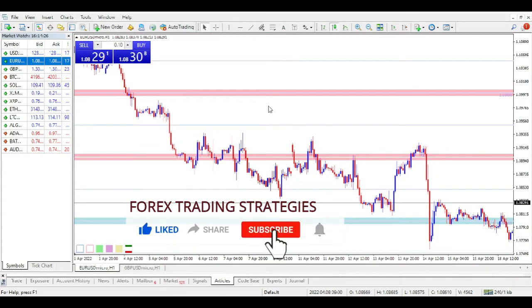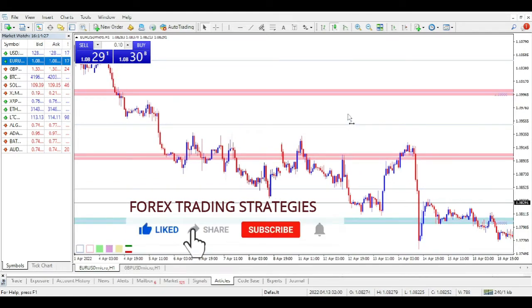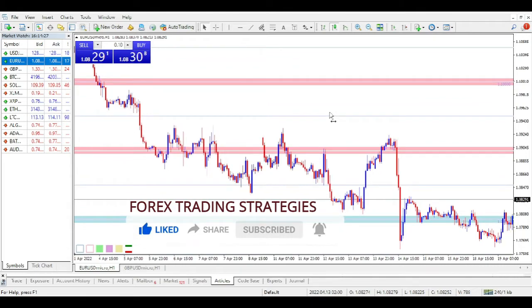Remember when Russia invaded Ukraine out of the blue? Those are like unplanned news events, but they can still play a major role in moving what, the markets.